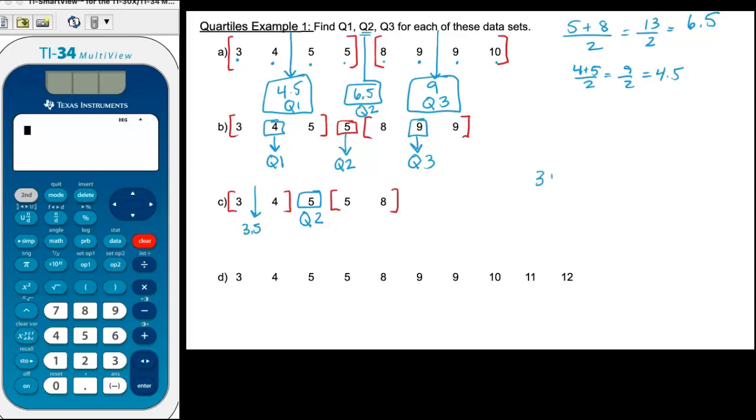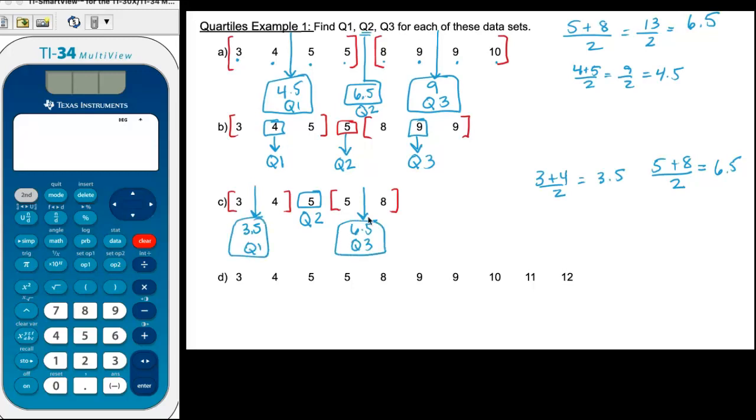If you need to add 3 plus 4 divided by 2 in your calculator, you could do that to get 3.5. And then 5 plus 8, you could figure out what number is in the exact middle of those. And if you add those up and divide by 2, you end up getting 6.5. So 6.5 is Q3 and 3.5 is Q1.